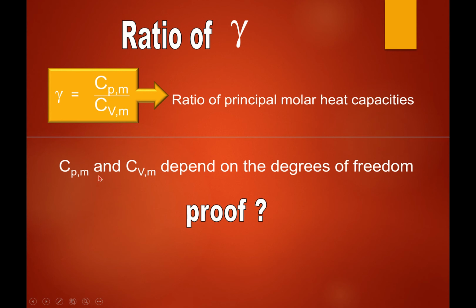Okay, we are going to prove that CPM, the molar heat capacity at constant pressure and constant mass, and CVM, the molar heat capacity at constant volume and constant mass, depend on the degrees of freedom. First step: for 1 mole of ideal gas, the internal energy is given by half FRT. In the previous lesson we discussed and proved that the internal energy equals half NFRT. The N for 1 mole is 1, so therefore we get half FRT.